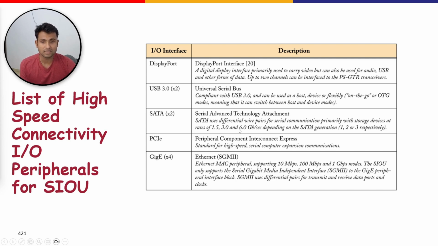We have the SATA port as well, which is serial advanced technology attachment. The SATA uses different wire pairs for serial communication, primarily with storage devices at rates of 1.5, 3, and 6 Gbps, depending on the SATA generation. We have a very popular interconnect, which is known as Peripheral Component Interconnect Express, which is a standard for high-speed serial computer expansion communications. And most of the modern GPUs connect to the motherboards using this interface. And then we have the Ethernet interface as already discussed.